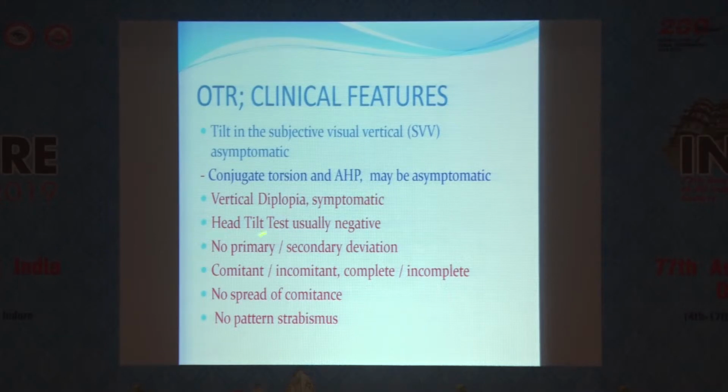Head tilt test is usually negative, but can be positive. In these cases, there is no primary or secondary deviation, as we find in paretic strabismus. This could be comitant or incomitant, complete or incomplete, as we said, and there is no spread of comitance and no pattern strabismus. You don't find A and V patterns in these cases because the problem is elsewhere.